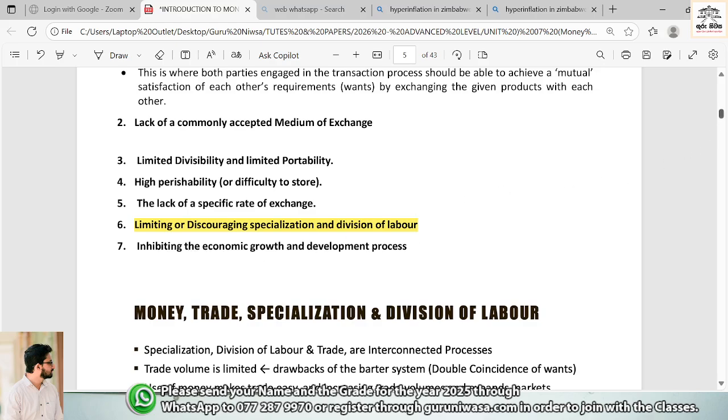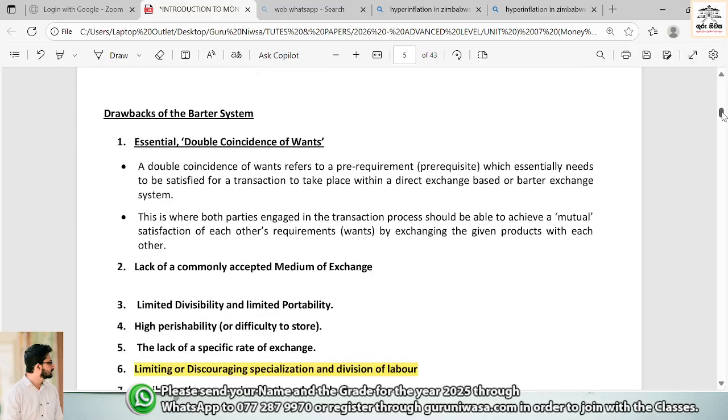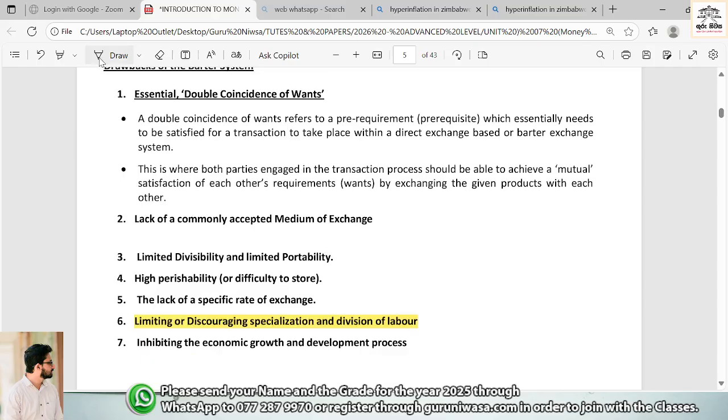These are some drawbacks of the barter system, but remember, kids, the main one is the lack of double coincidence.